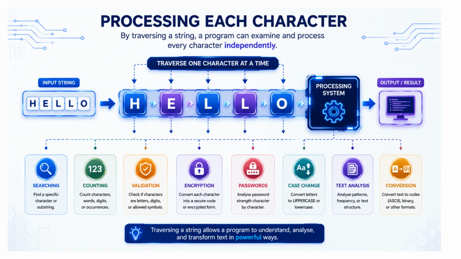Why do programs traverse strings? Because sometimes we need to examine every character individually. Here we have the string hello. The program moves through it. H, E, L, L, O. Once each character can be examined, the program can perform many useful tasks. It can search for a particular character, count letters or digits, validate user input, or even encrypt text. Programs can also analyze passwords, change letters between uppercase and lowercase, analyze text, and convert characters into numerical codes. So traversing a string gives a program the ability to examine, understand, and process each character one at a time.